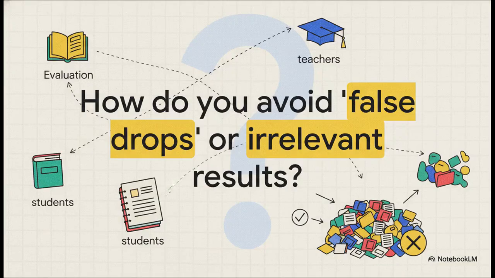But that freedom came with a huge and super annoying new problem, the false drop. If you just search for the separate words evaluation, teachers, and students, the system has no idea how they're related. It just sees that all three words are there and gives you everything, including stuff that's the exact opposite of what you want. The meaning, the context, is totally lost.